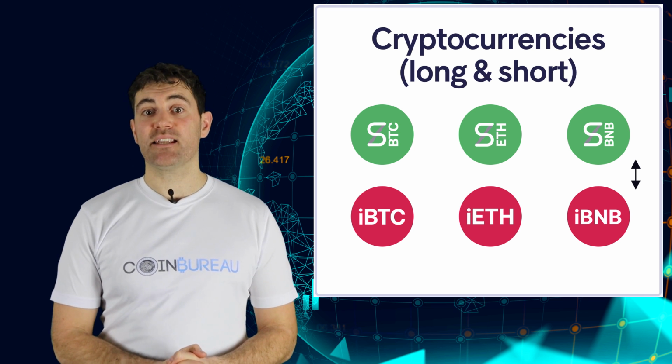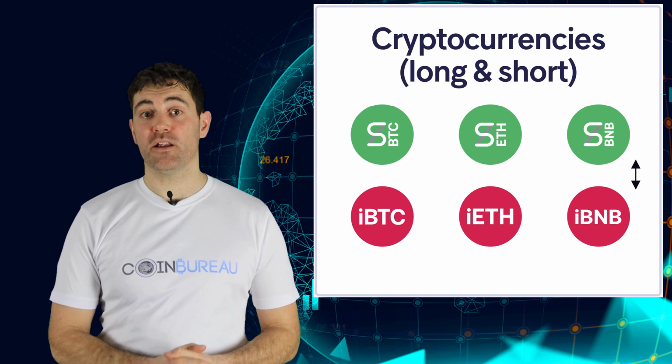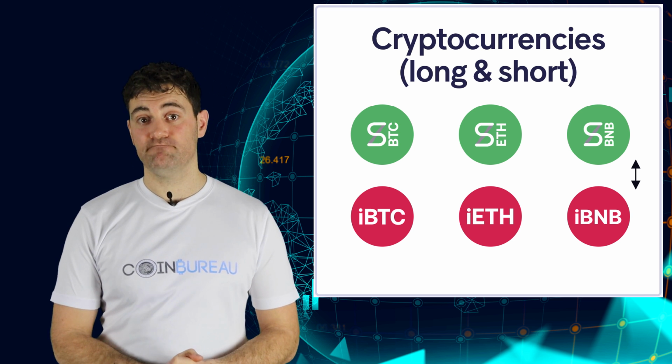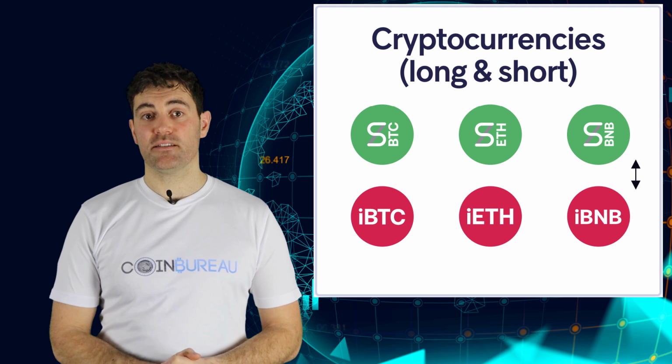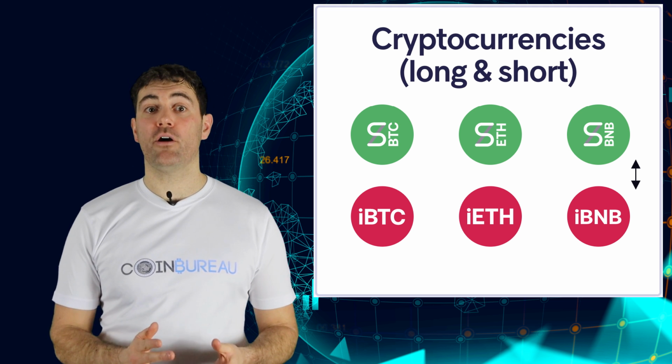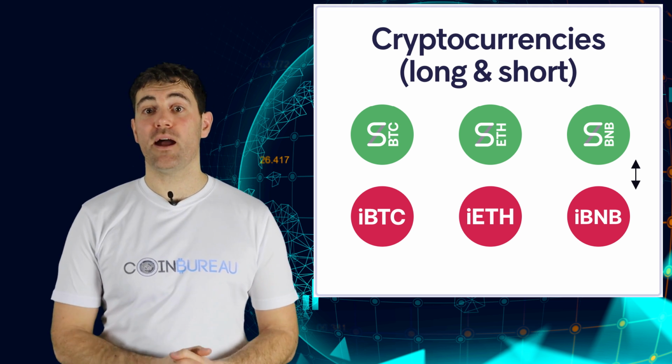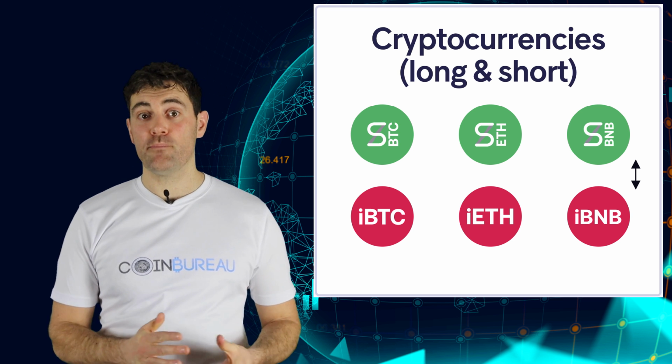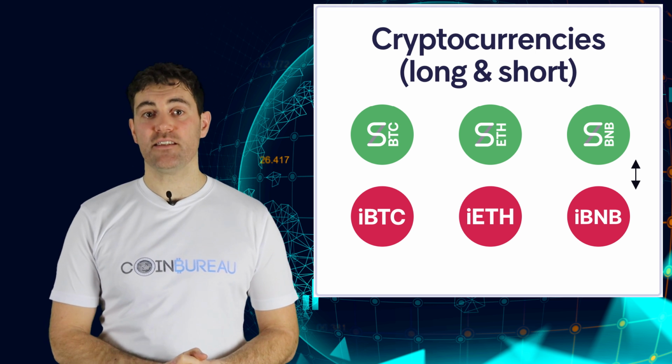However, Synthetix has assets prefixed with an I, for example, IBTC. This is an inverse synthetic asset, which means you can profit from an inverse moon by effectively shorting it. Both types of assets are known as synths.